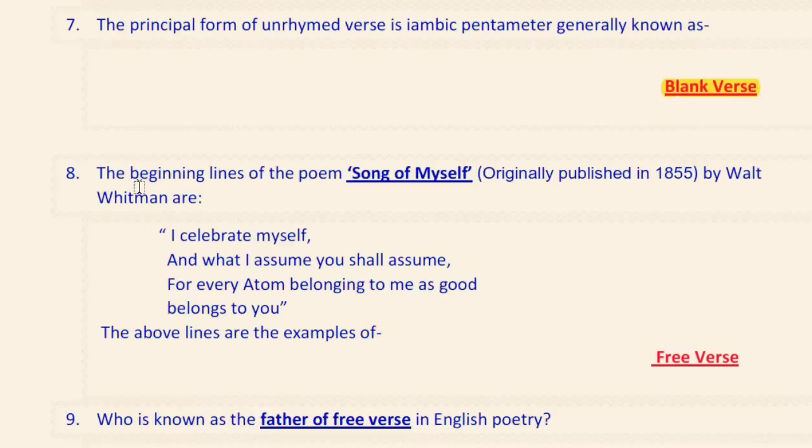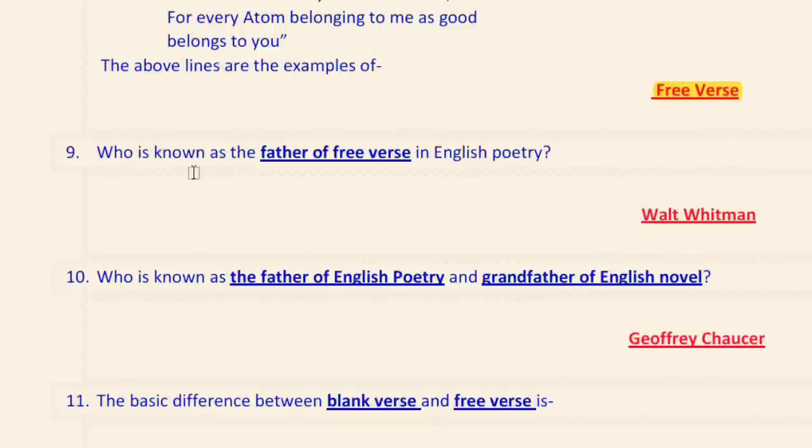Question number 8. The beginning lines of the poem Song of Myself, originally published in 1855 by Walt Whitman, are: I celebrate myself, and what I assume you shall assume, for every atom belonging to me as good belongs to you. The above lines are examples of. The answer is free verse. Question number 9. Who is known as the father of free verse in English poetry? The answer is Walt Whitman.